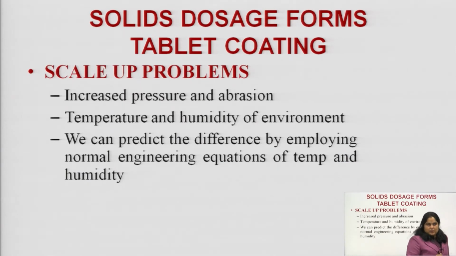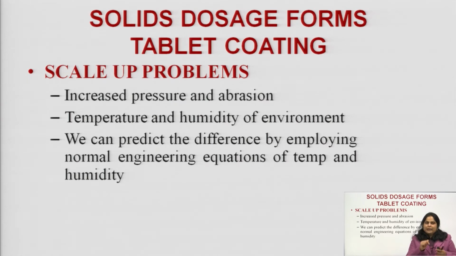Then the next one is: what are the various scale up problems which we encounter during tablet coating? The first one is increased pressure and abrasion. When we are going for pilot plant scale up, basically the lot of tablets in the coating pan is increased, the number of tablets in the coating pan increases. So, they are exposed to more pressure, and if pressure is more, then abrasion is also more, right.